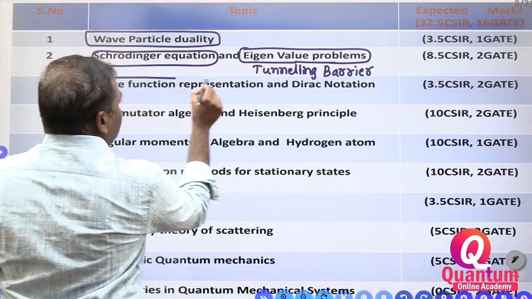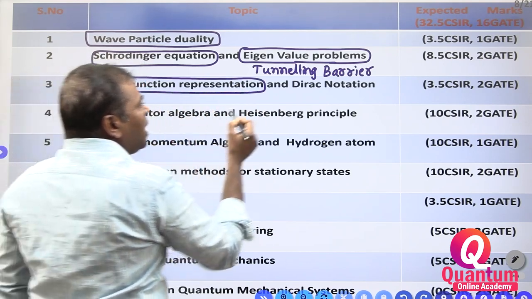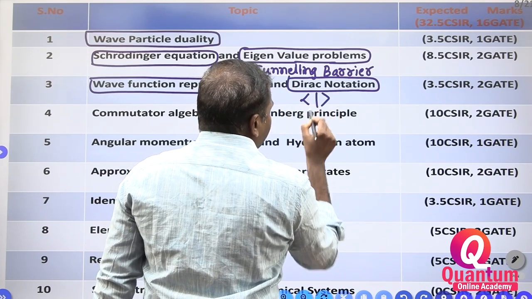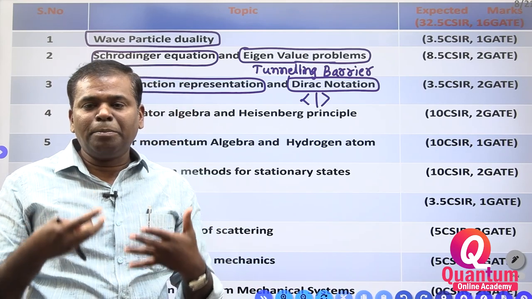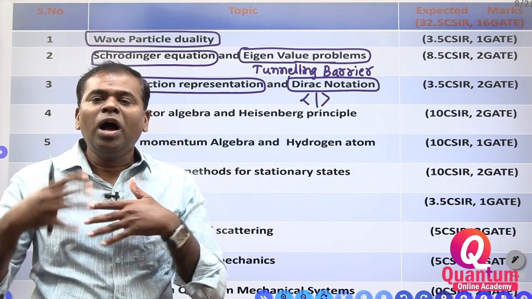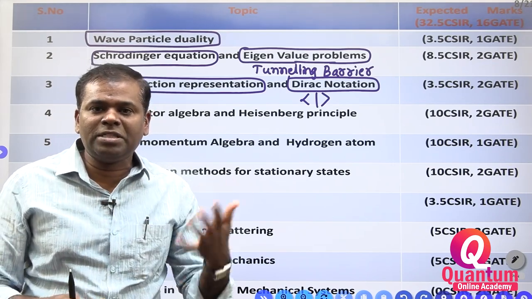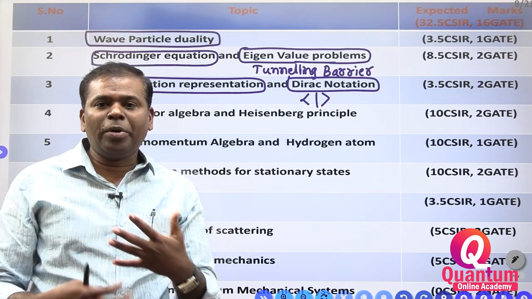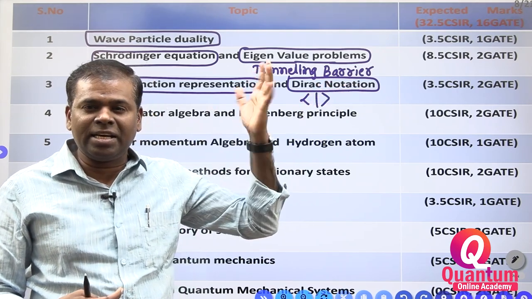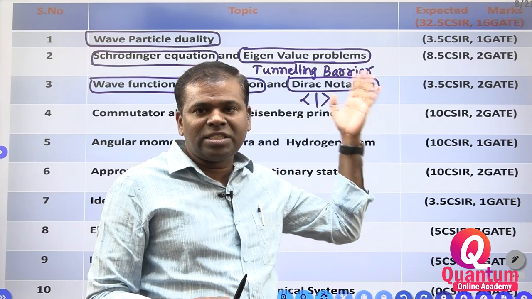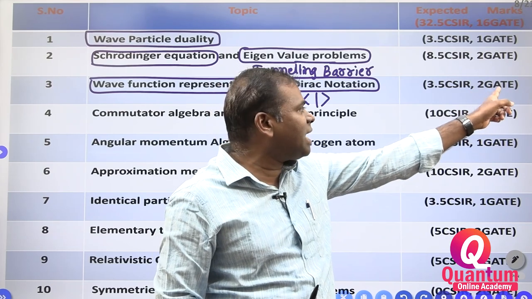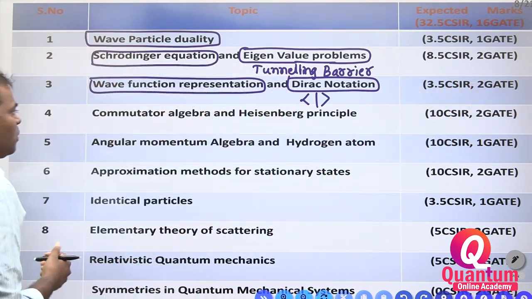Wave function representation: how we have to represent the wave function, in Dirac notation, the bra and ket notation. Based on this bracket notation, some properties are there: how we have to represent the expectation value, the orthogonality property, the eigenvalue property. All those things we represent using Dirac notation. Dirac is a great mathematician; he gave this notation, and we use it in quantum mechanics. We can get 3.5 marks in CSIR and 2 marks in the GATE examination.